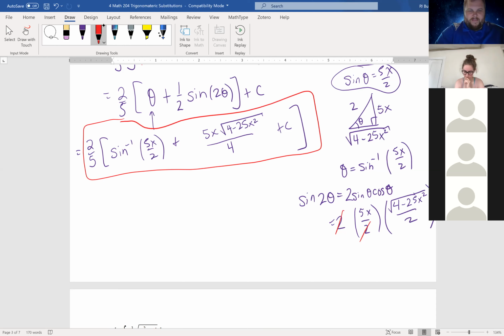So hopefully we see that this is a much better solution for that second part than the sine of the inverse sine. Now, of course, if this wasn't sine of 2 theta, you could use the inverse sine there. But that isn't the case. So it's best to use this trig identity instead.